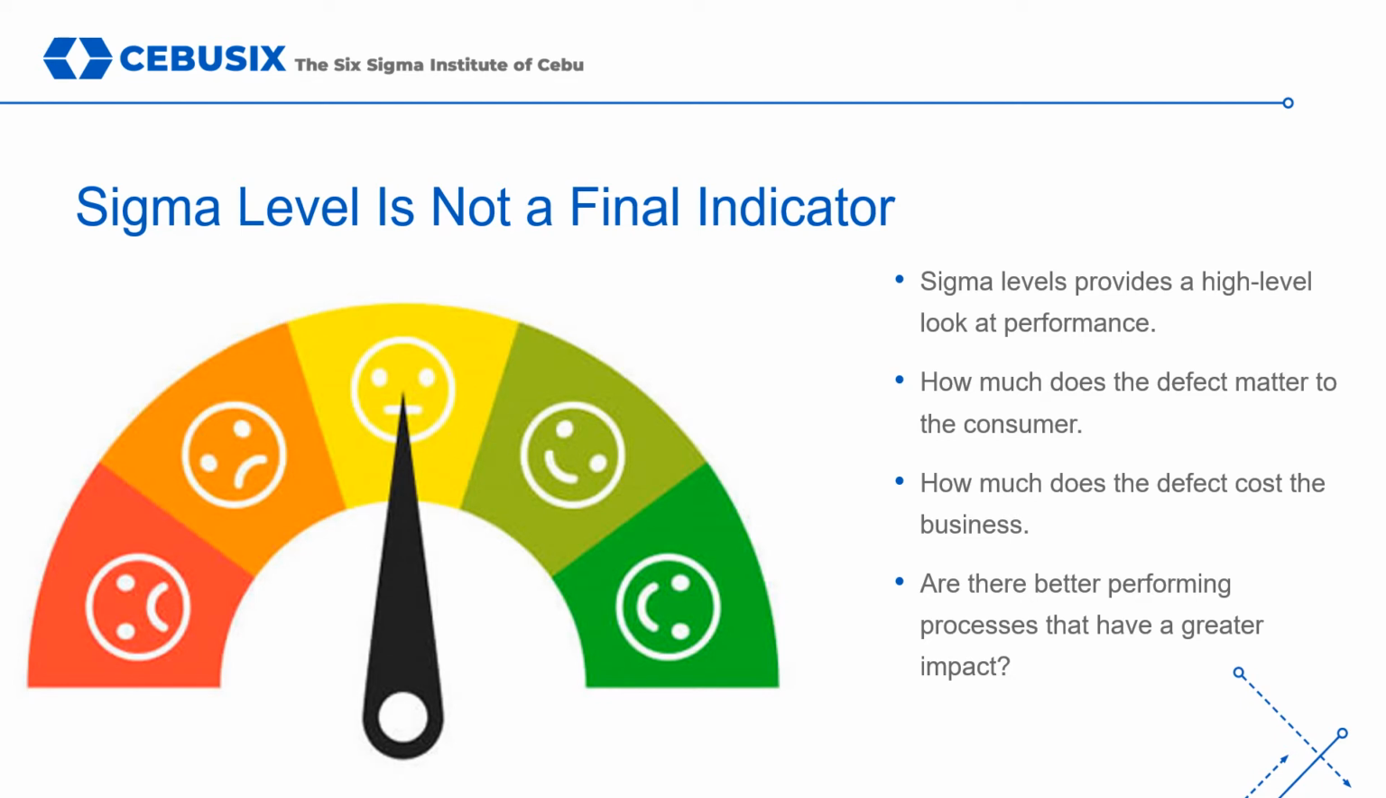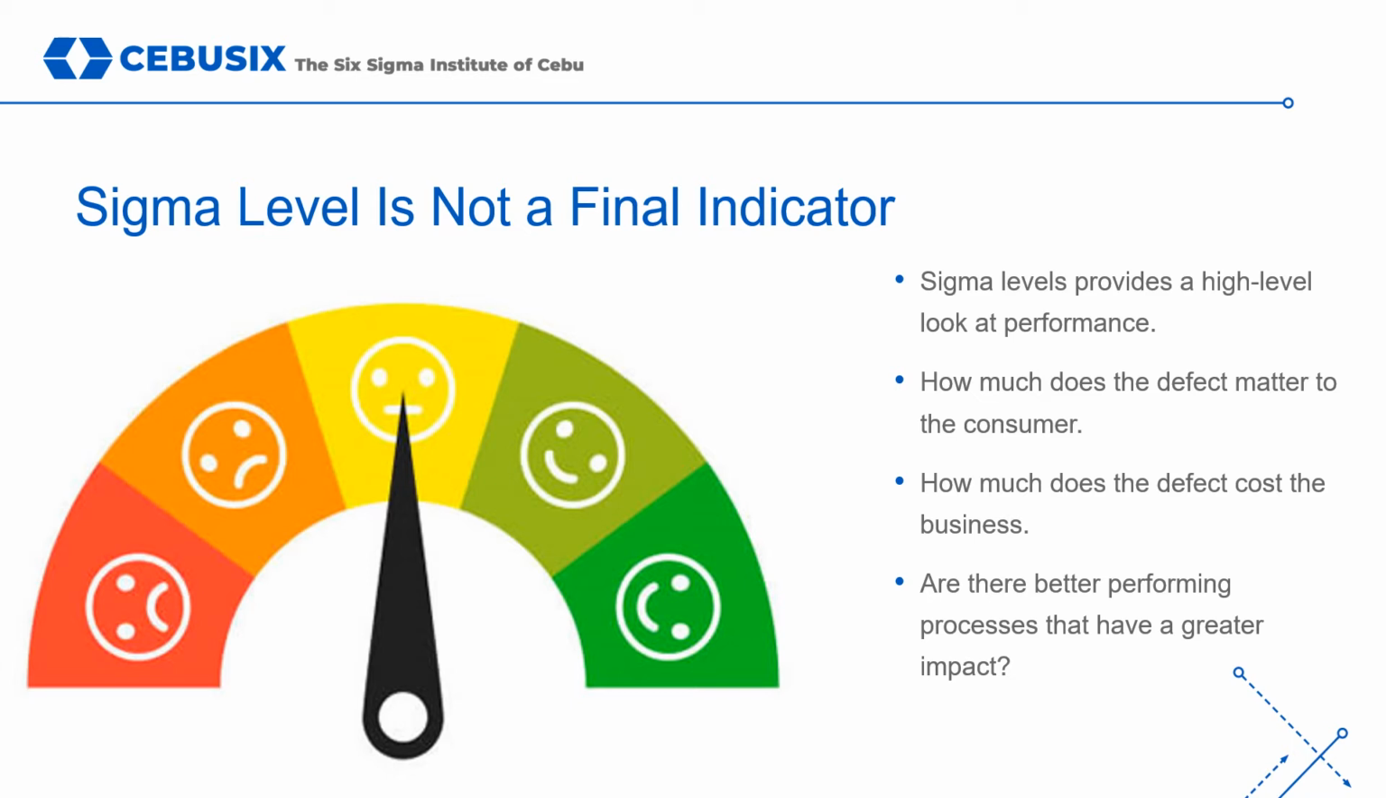But it is important to remember that Sigma level is not a final indicator that a process is out of control. Sigma levels provide organizations with a high-level look at how a process is performing. But comparing Sigma levels between multiple processes doesn't always point to the particular process an organization should improve first. Leadership should also consider costs, resources, and the estimated impact of improvements.